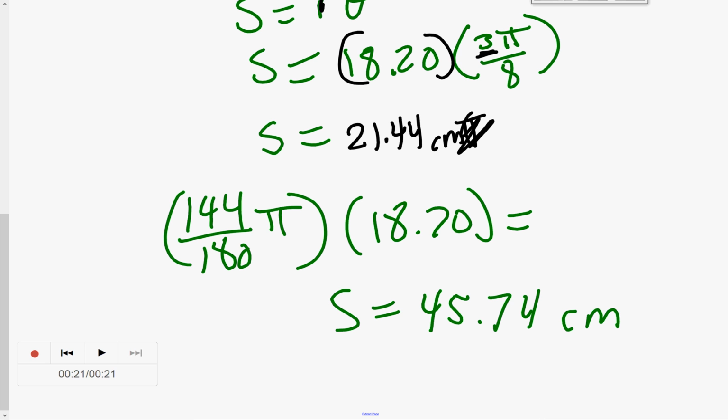So that is one way that you can use arc length, and I'm going to show you a few more examples of how you can use that same formula to solve either for r or for theta. So here are a few more examples.